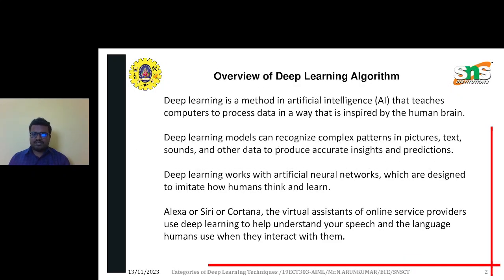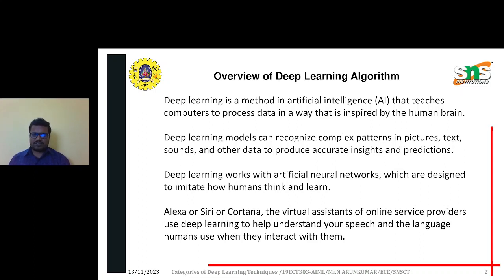Normally, deep learning is a method that comes under artificial intelligence that teaches computers based on processing data. It is inspired by the human brain. The models can recognize complex patterns in pictures, text messages, sound, or any data to produce accurate predictions. Deep learning works with artificial neural networks, which are designed to imitate how humans think and learn.